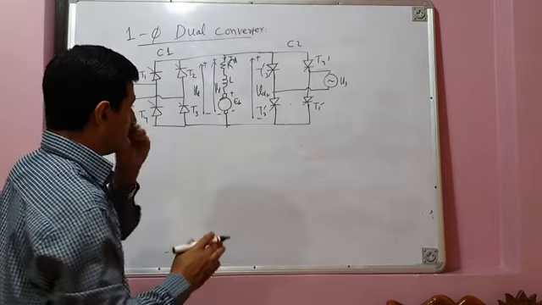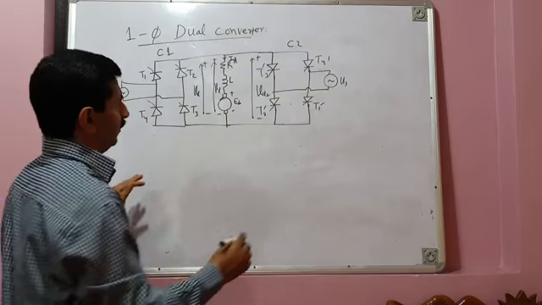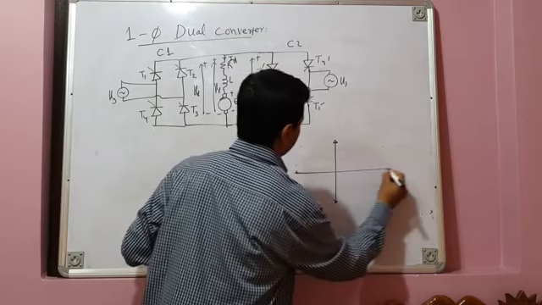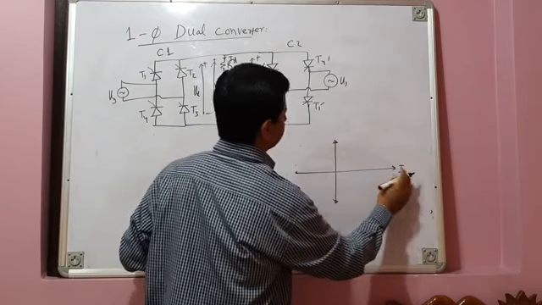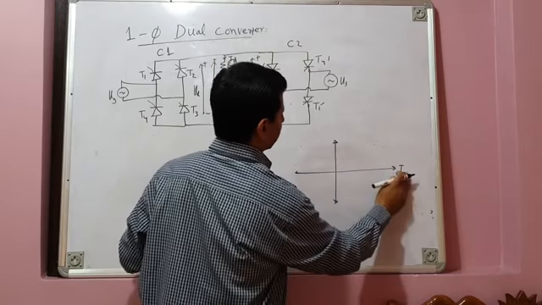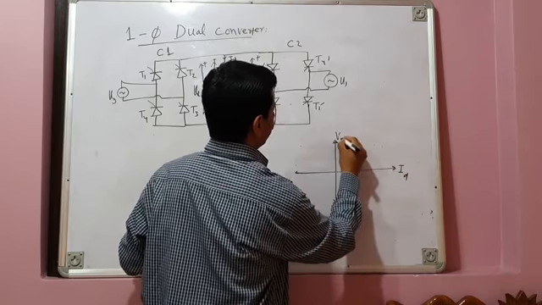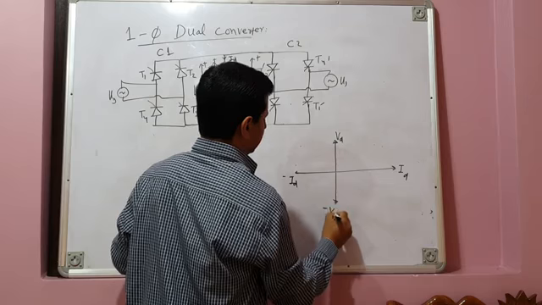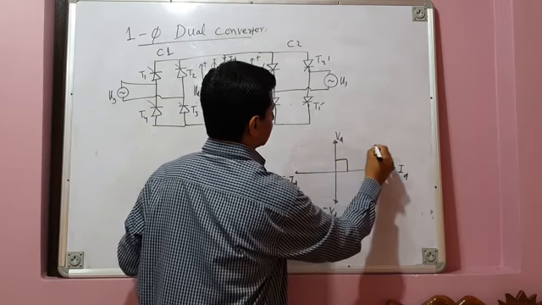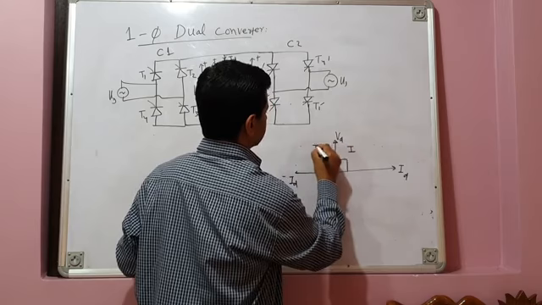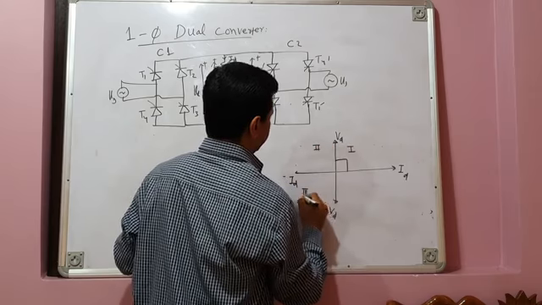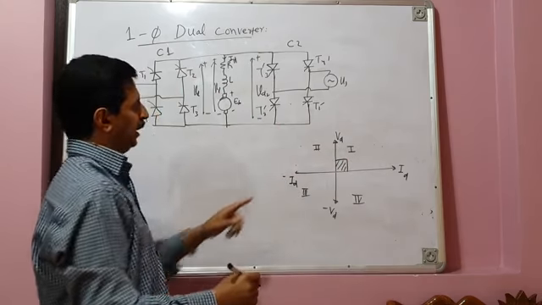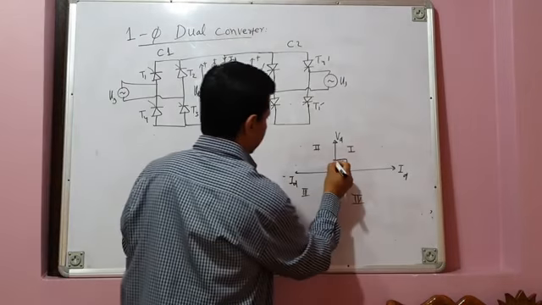Before I discuss the operation of the dual converter, it is very important to discuss something called quadrant operation. This is armature current ID, and this is motor voltage, average output voltage VD. This is minus ID, this is minus VD. This is quadrant 1, this is quadrant 2, this is quadrant 3, this is quadrant 4. Your machine can operate in all the 4 quadrants. How? I will explain that.